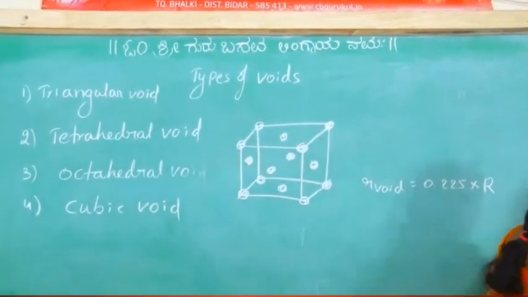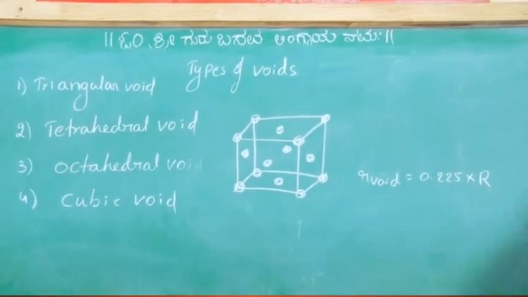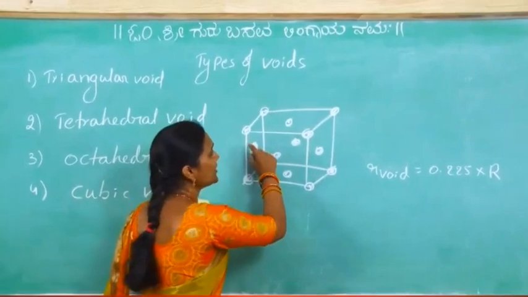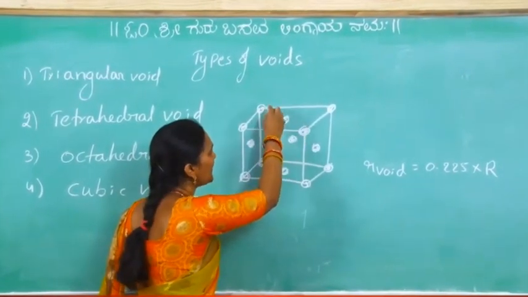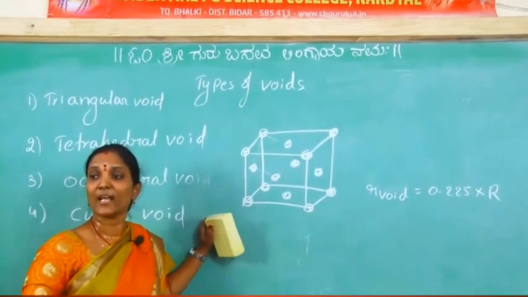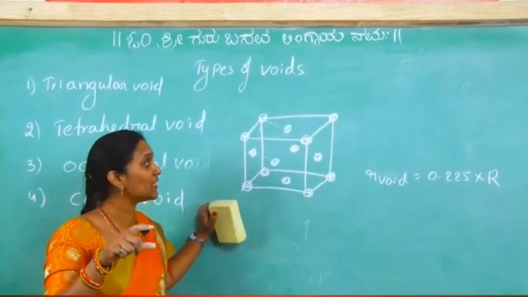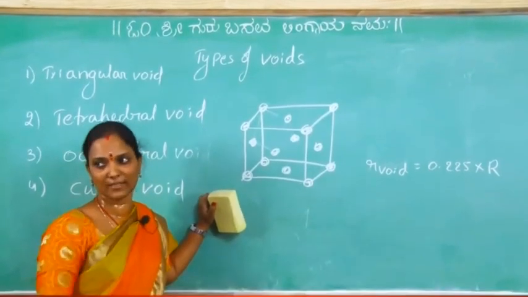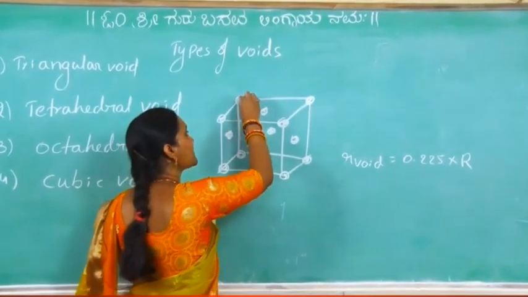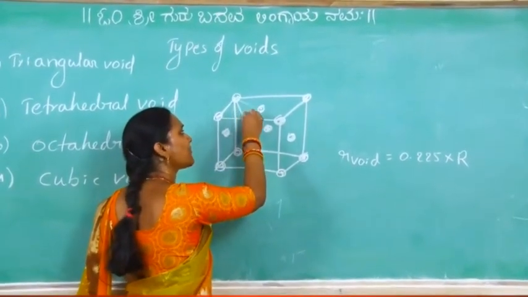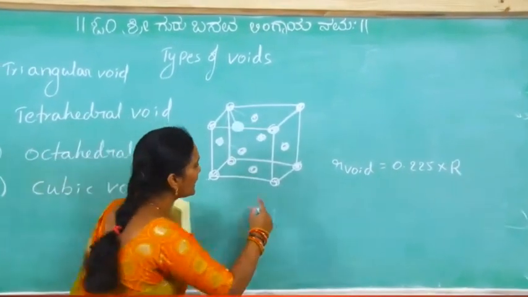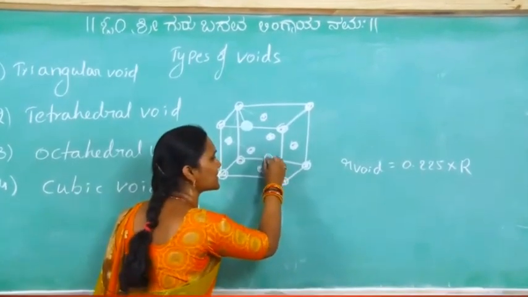Now, what is the position of the tetrahedral void? Here, three face centers and one corner. If you join, we get a tetrahedral shape. The tetrahedral void position is between three face centers and one corner. In the middle we get a tetrahedral void. This void is at 1/4 distance from the corner. This is one tetrahedral void. Like that, from this corner 1/4 distance, one tetrahedral void.